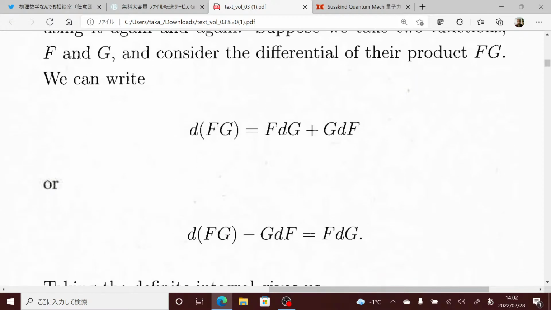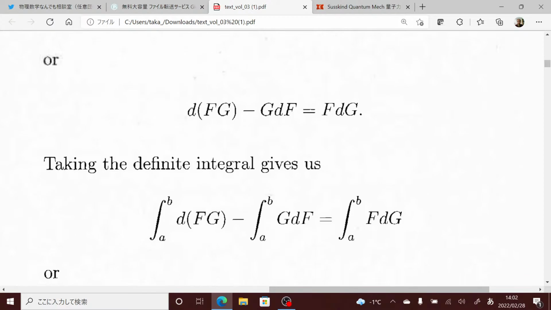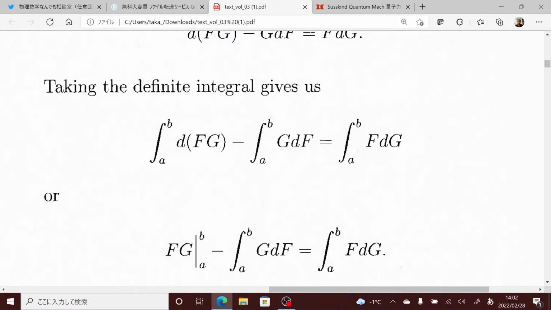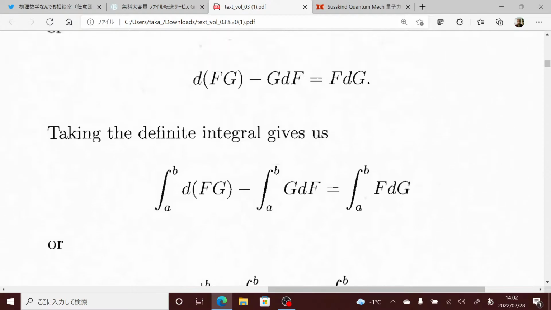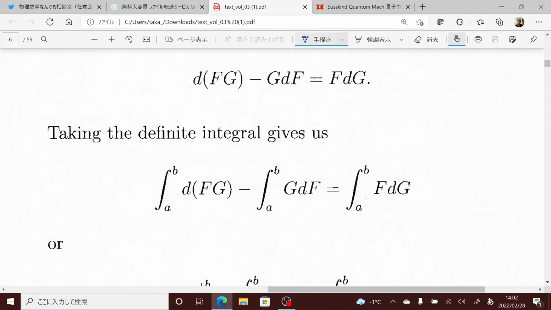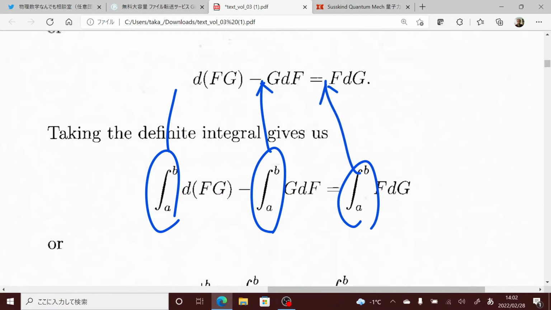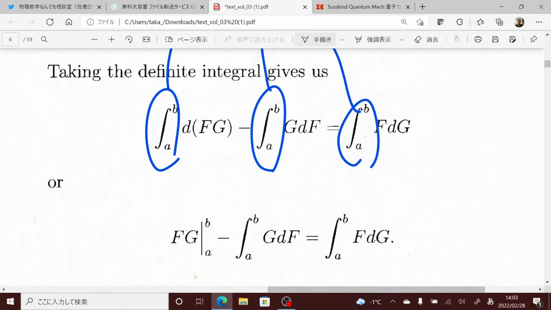We can write d(fg) equals f dg plus g df, or d(fg) minus g df equals f dg. Taking the definite integral gives us this. You just take the integral over the above, and you obtain this equation for integration by parts.